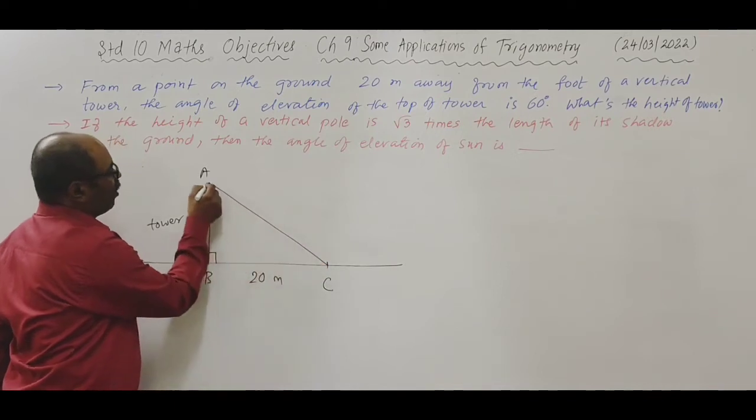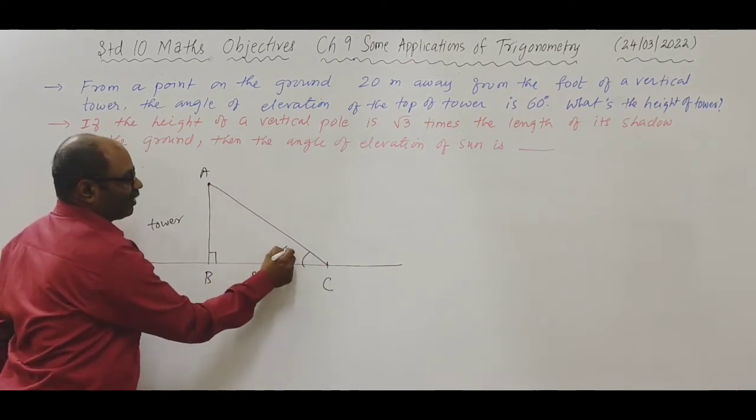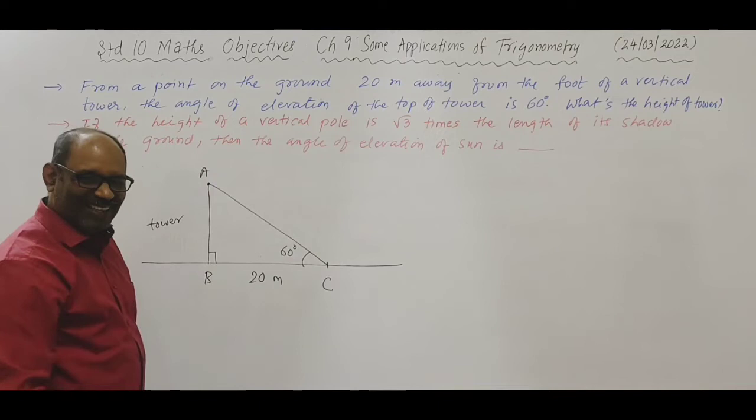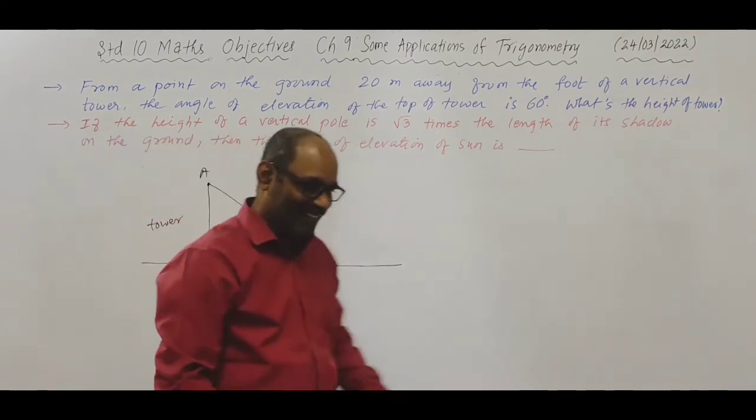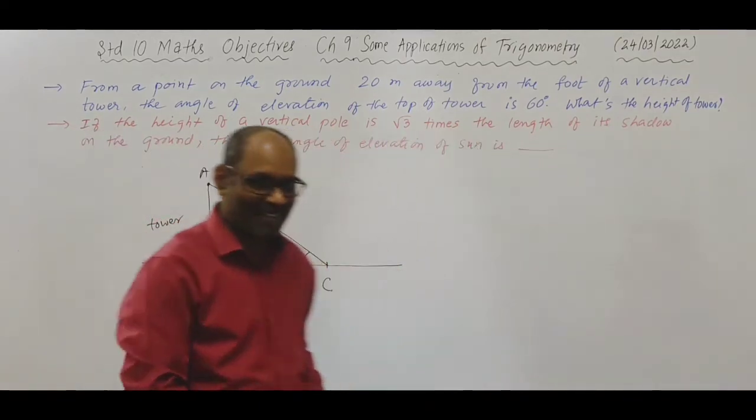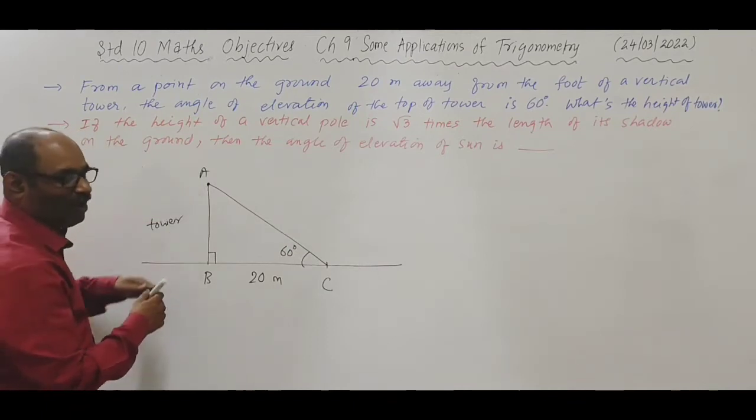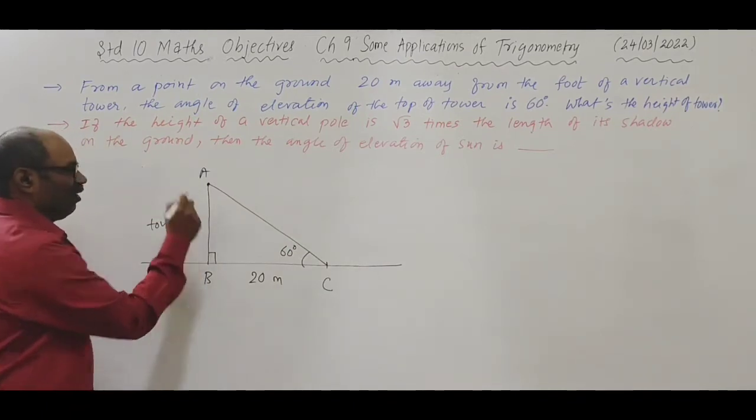Now this angle of elevation is 60 degrees. What is the height of the tower? You cannot get a question as simple as this. Height of the tower is what? AB. Let me call it H.